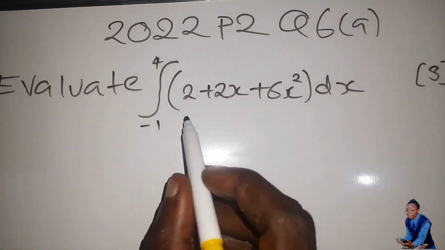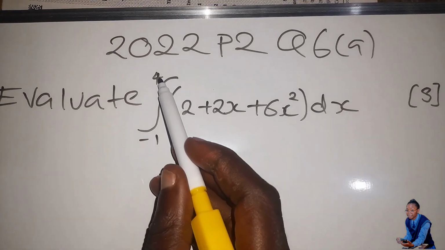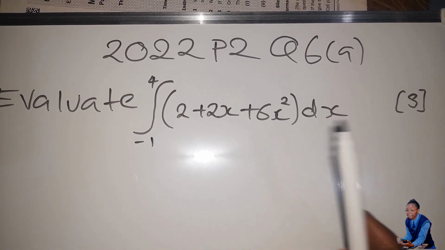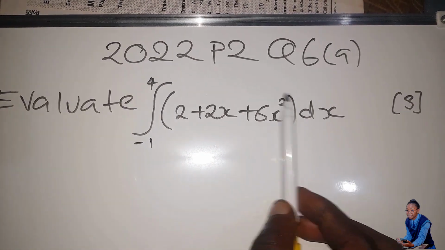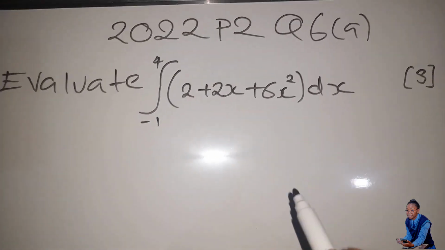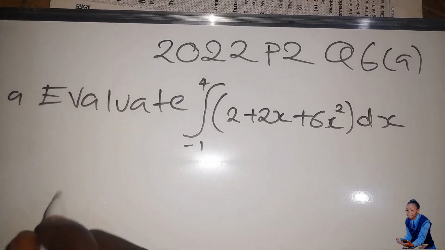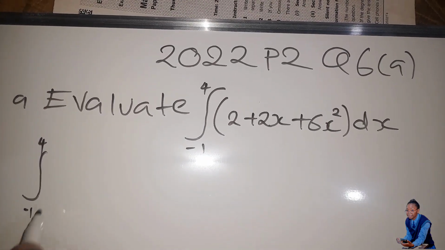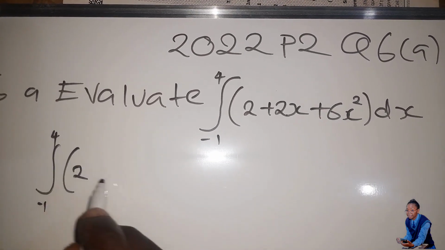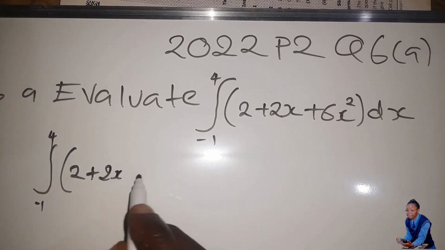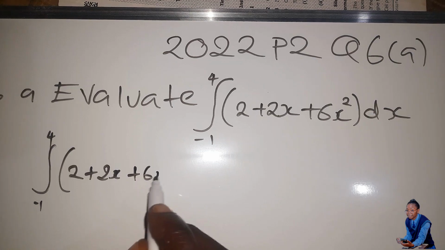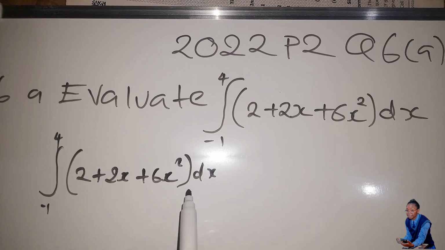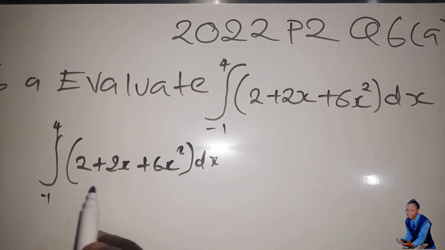Remember that this is the upper limit, this is the lower limit. So I'm going to find the difference between the upper limit and the lower limit. So we're going to say the integral of 4 to -1 of 2 plus 2x plus 6x squared dx. Since this is already in the correct standard form, we go directly to solve.